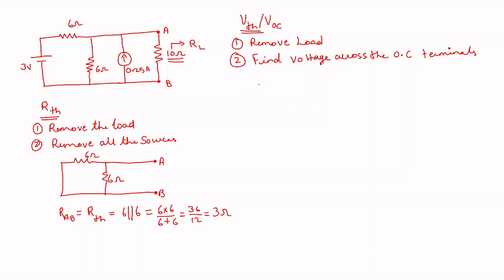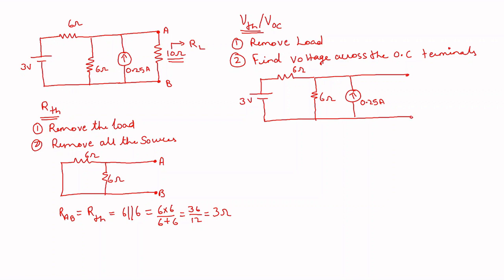Now the circuit will be, so the sources are to be present. You should not remove the sources; they are to be present in the circuit. The only thing is you will open circuit, or remove, the load. So 6 ohms, 3 volt, 0.25 amps, and I have removed the load. Exactly, I should say that I have open circuited the terminals AB.